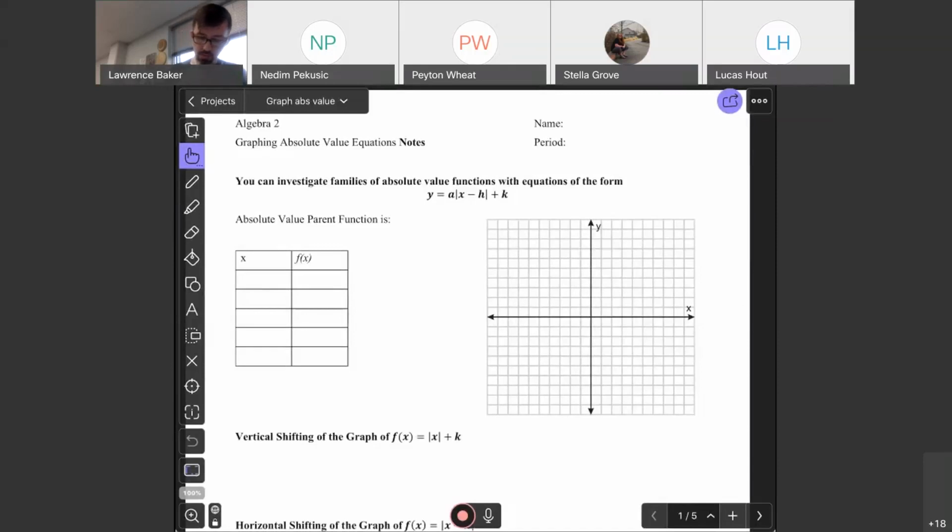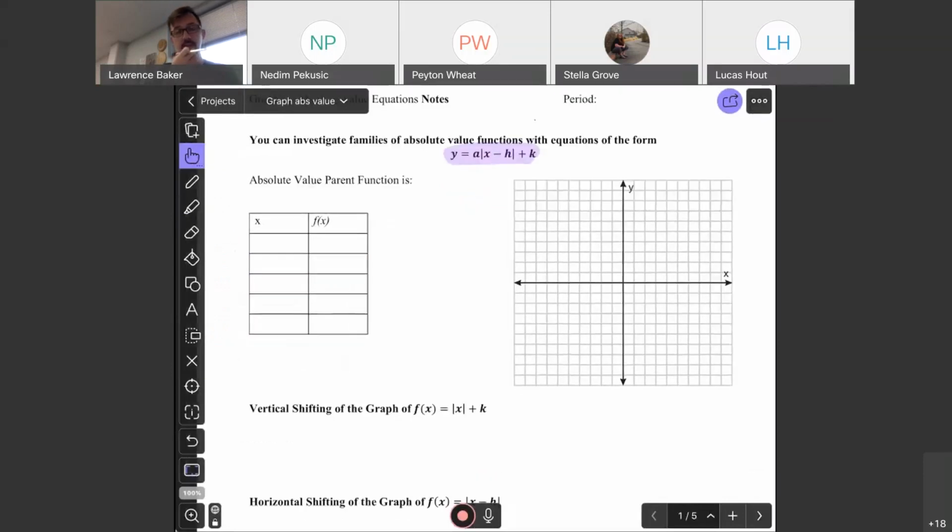Right, so we're going to be talking about graphing absolute values, which we've done a little bit of already, so it shouldn't be anything new. But here's the function that we're going to be talking about, just in what we call transformation form, or sometimes it's called the vertex form of the function. But we've talked about A, H, and K already. So a lot of this should be familiar to you guys. I just wanted to kind of formalize some of it.